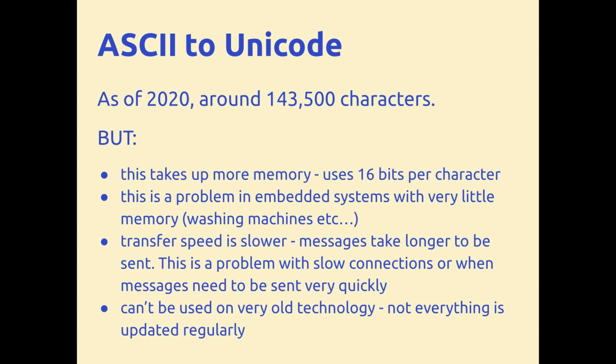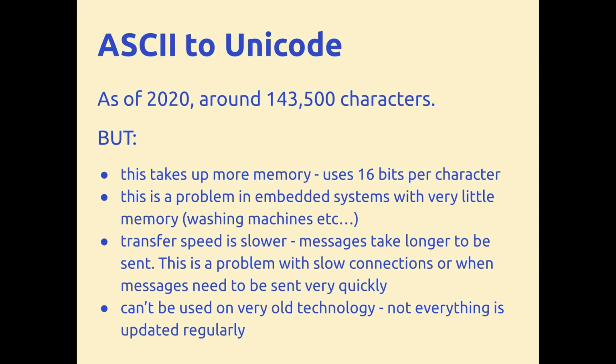Now, one of the problems with Unicode, and you do need to know about problems with Unicode because it's not a perfect solution, is it takes more memory. At the minute, they're using 16 bits per character. That's more than double what ASCII code does. Now, that's a problem in very, very simple systems with very, very limited memory. So, you know, the processor that's in a washing machine, for example, something that is called an embedded system. We'll come back to that later during the year.